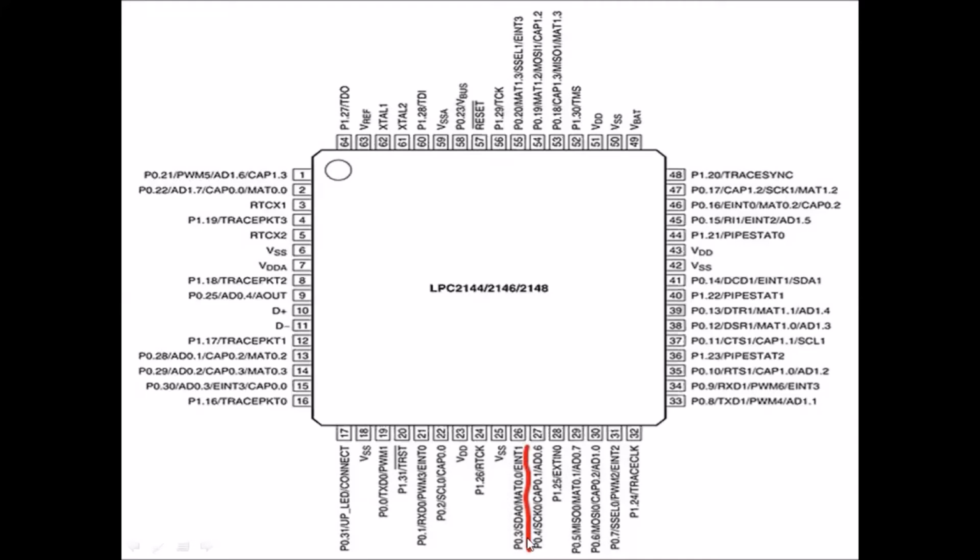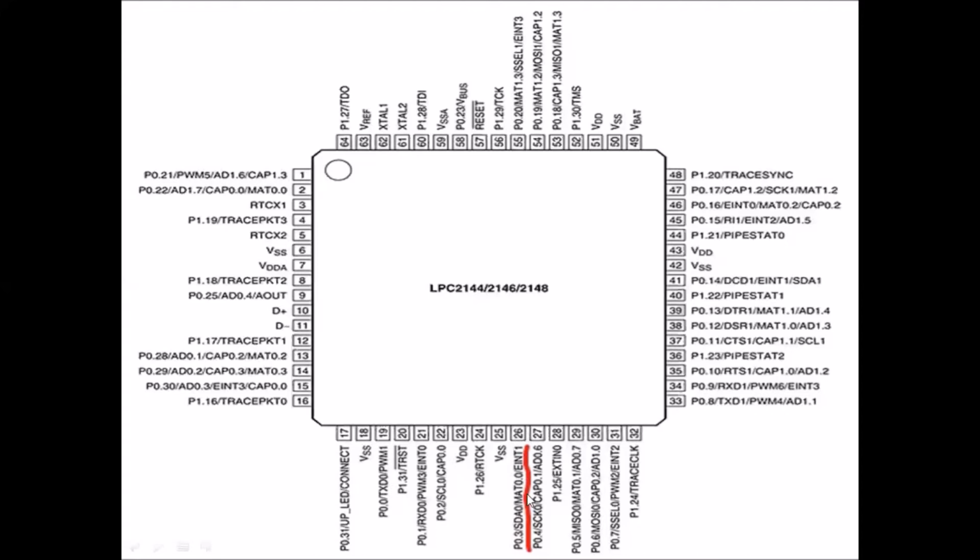So what are the other functions we have? Port 0.3, which is nothing but general purpose input output. Another one is SDA0. Another one is MAT0.0, and the fourth one is EINT1. We are making use of this EINT1, external interrupt 1 function. This is the fourth function associated with the 26th pin of the LPC2148 microcontroller.